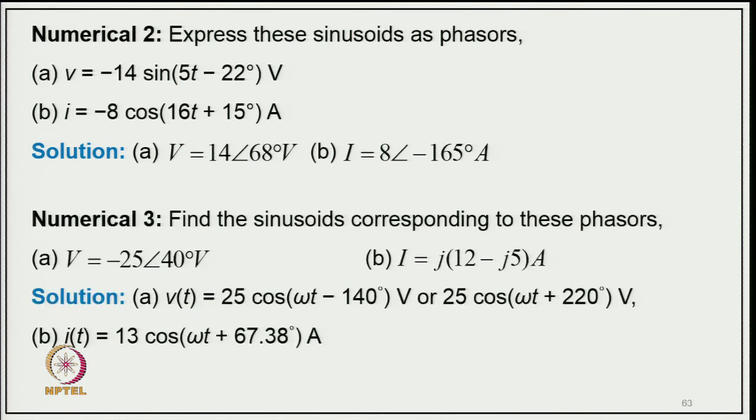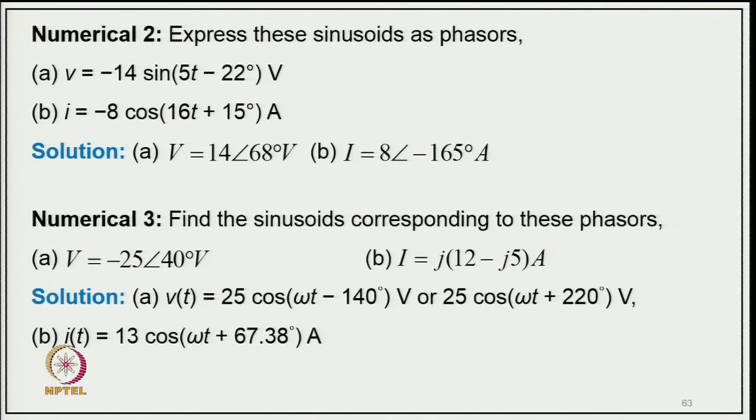Now coming to numerical 3: find the sinusoids corresponding to these phasors. V = -25 ∠40° V and I = j(12 - j5) A. The solution for A is v(t) = 25 cos(ωt - 140°) V, or 25 cos(ωt + 220°) V, and for B, i(t) = 13 cos(ωt + 67.38°) A.